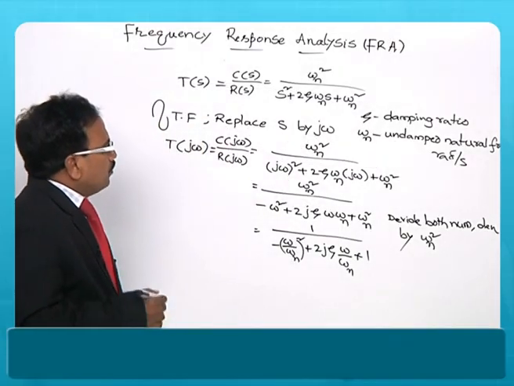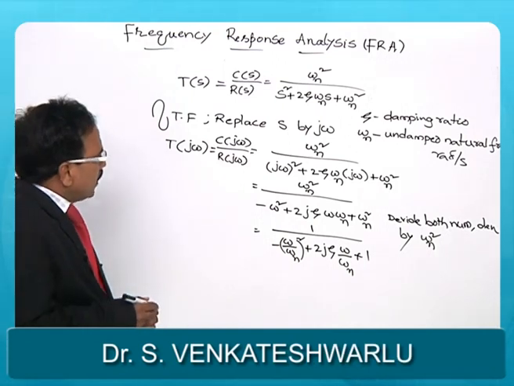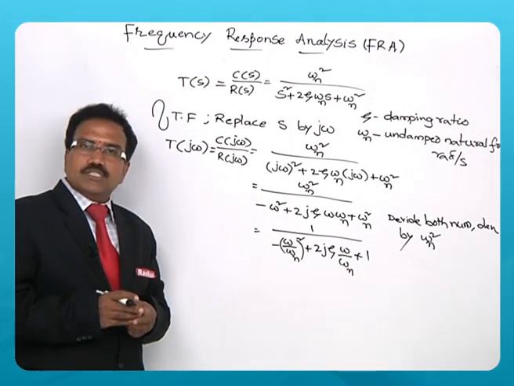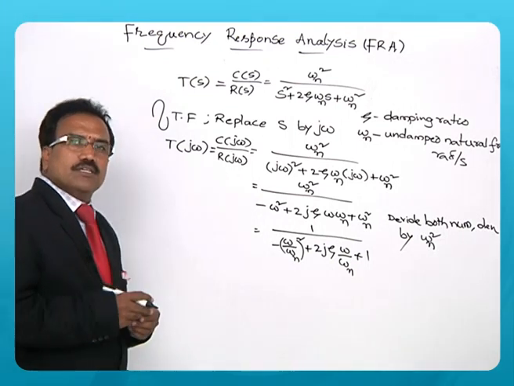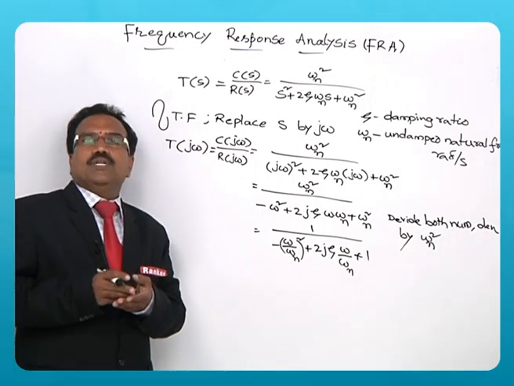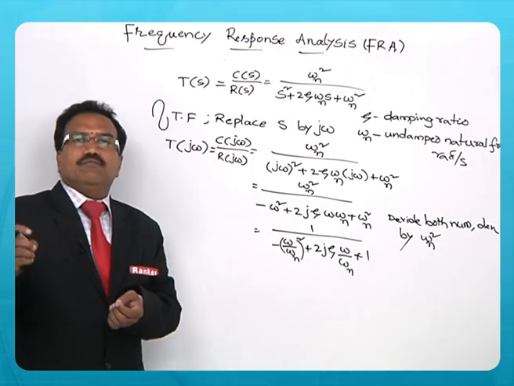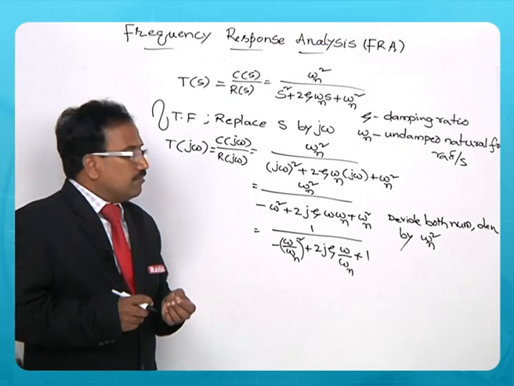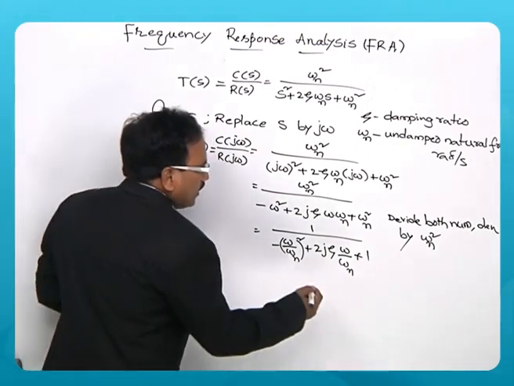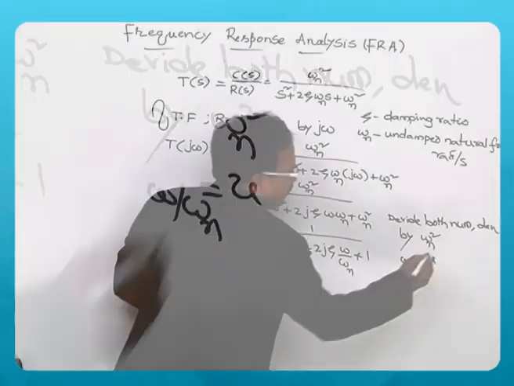Now, I would like to have a normalized signal frequency. As you know, omega n is the system undamped natural frequency. But I am interested in frequency response analysis to see the magnitude and phase angle of the output for a wide range of frequencies, omega varying from 0 to infinity. So, for that reason, I consider omega by omega n as u.